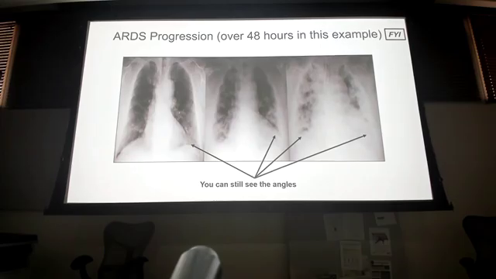You can clearly see the cardiac silhouette on that first one. On the second one, it looks almost like the cardiac silhouette's getting bigger, but it's not. It's just that lung overlap. You're starting to see those infiltrates. And over here, can you even see the cardiac silhouette? The third one? No, but I can still see the angles. So that is characteristic of ARDS.